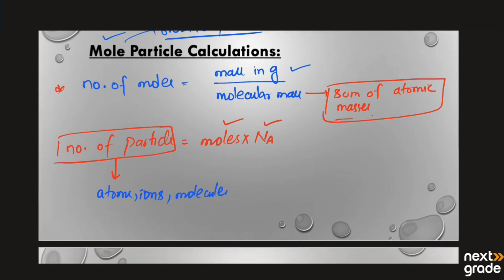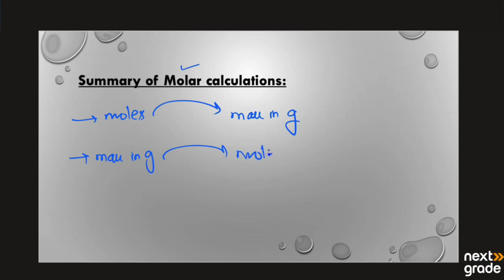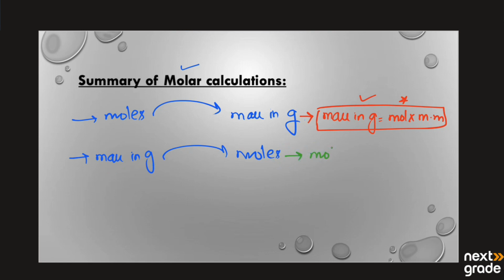So let's start with the summary of the mole calculation. If the moles are given, then we can easily convert the moles into the mass of substance in grams. In turn, if the mass in grams is given, we can easily convert it into moles. Now what are the formulas for this conversion? Mass in grams is equal to moles multiplied by molar mass. This is the formula to find the mass of substance in grams from the moles. The second formula, for mass in grams to moles, is moles equal to mass in grams divided by the molar mass of the substance.